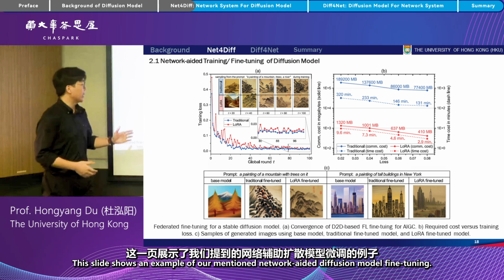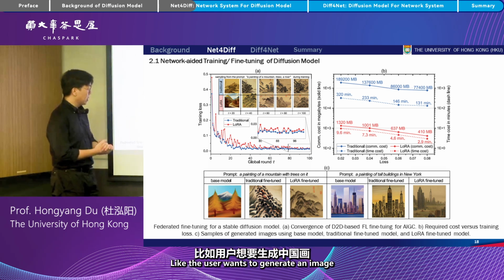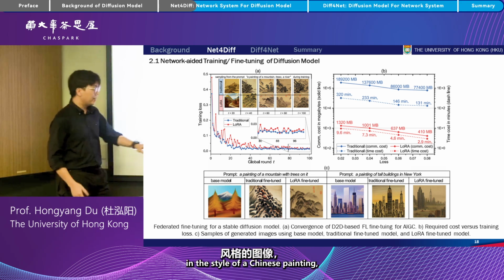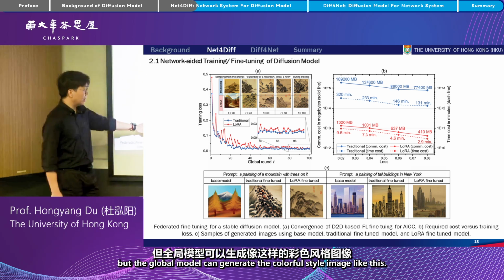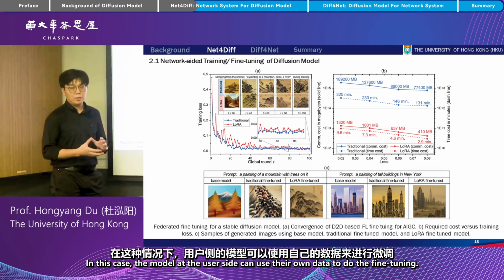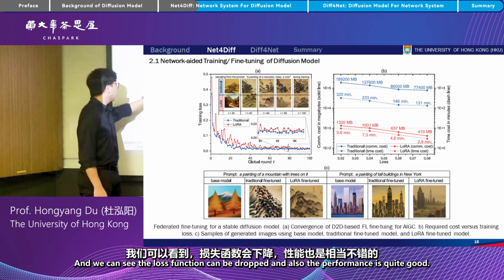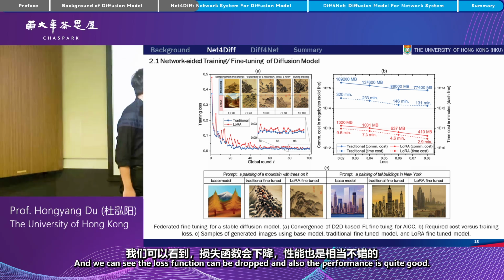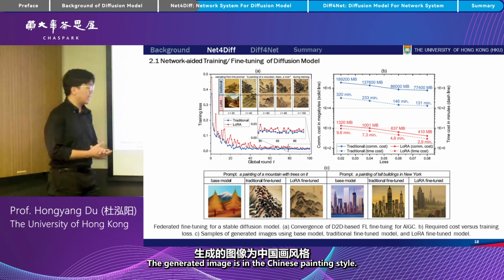This slide shows an example of the network-aided diffusion model fine-tuning we mentioned. Like the user wants to generate an image in the style of Chinese painting, but the global model can generate a colorful style image like this. In this case, the user side can use their own data to do the fine-tuning. And we can see the loss function dropped, and also the performance is quite good. The generated image is in the Chinese painting style.